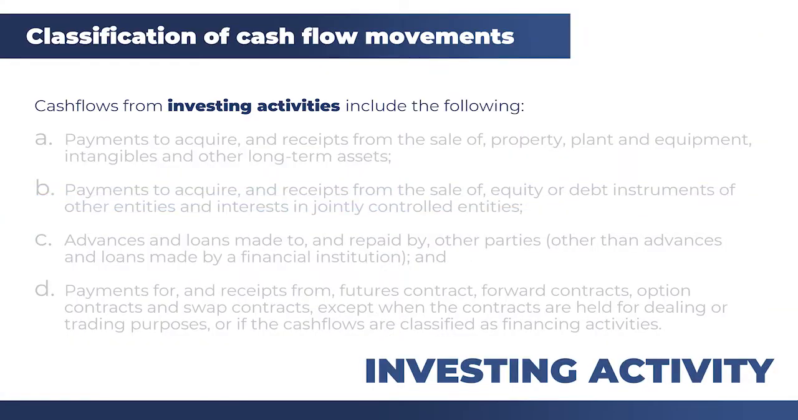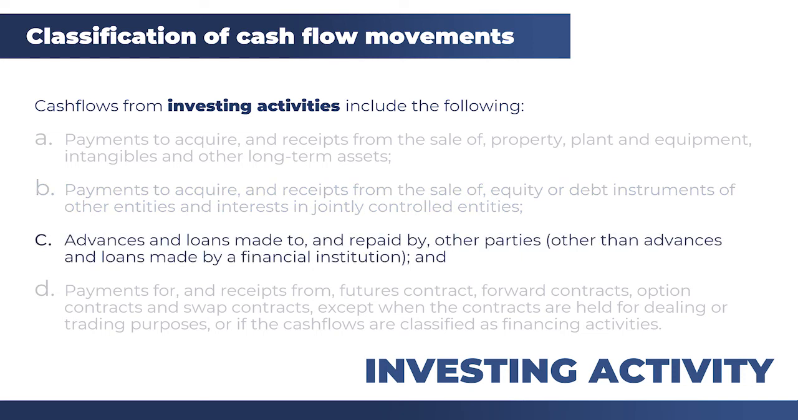Cash flows from investing activities include the following under the standard: payments to acquire and receipts from the sale of property, plant and equipment, intangibles, and other long-term assets. Payments to acquire and receipts from the sale of equity or debt instruments of other entities and interests in jointly controlled entities.